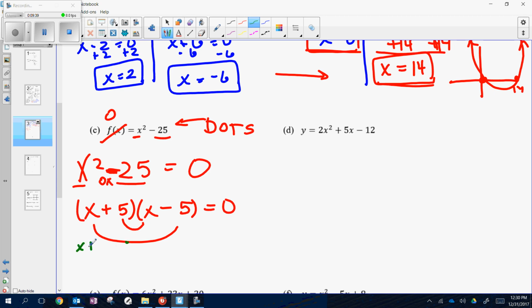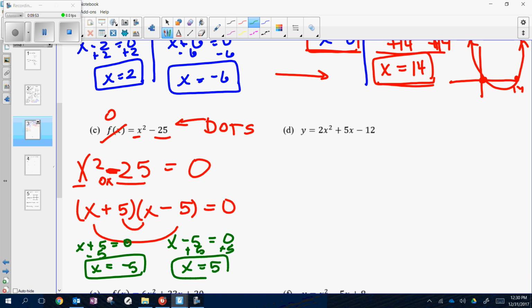Anyways, I got my factors, and I'm going to set them equal to 0. So I have x plus 5 equals 0. Subtract 5. I get a -5. x minus 5 equals 0. Add 5. I get a 5. So those are my two zeros. And you could confirm that on a graph.